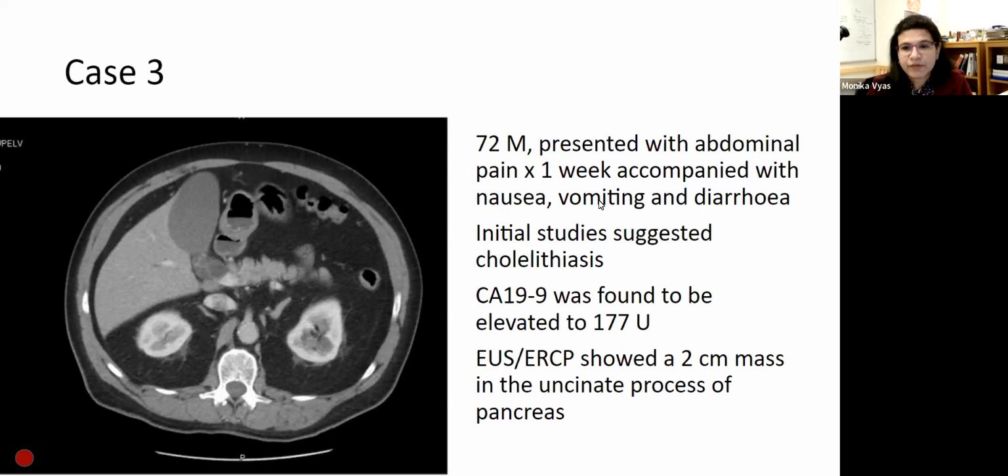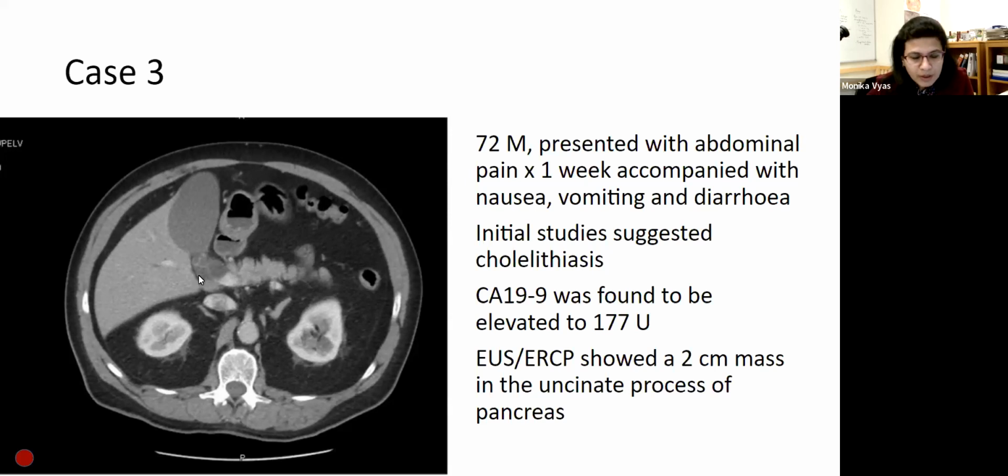This is a 72-year-old male who presented with abdominal pain for a week, which was accompanied by nausea, vomiting, and diarrhea. Initially, they suspected cholelithiasis, so he was being managed conservatively. Then his labs came back with an elevated CA 19-9. It was elevated to 177 units. And so he underwent additional imaging studies, which showed a 2 centimeter mass in the uncinate process of the pancreas.